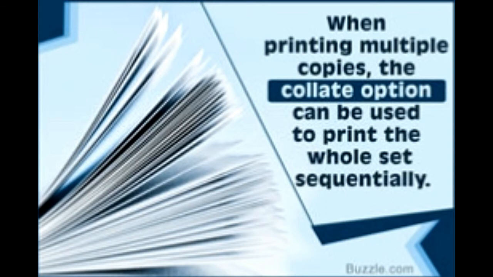There are many occasions when we need multiple copies of the same file. Such a file may have many pages. In scenarios like this, we can use the Collate option to get the prints in sequential order. But what does Collate mean?